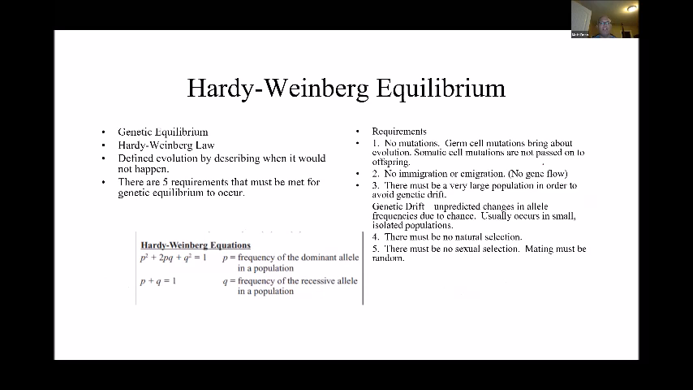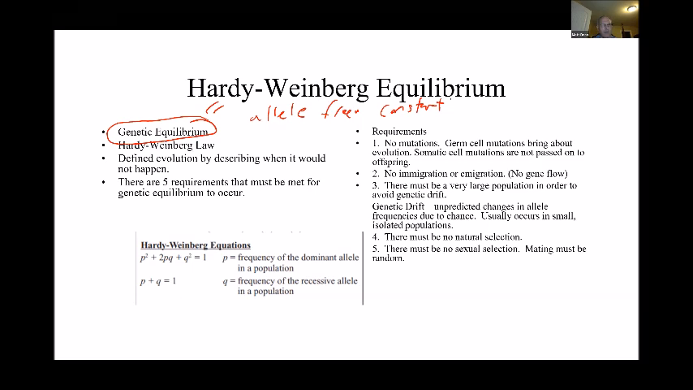All right, that being said, let's talk about Hardy-Weinberg equilibrium. So this is sometimes called genetic equilibrium. So we're going to use these two as synonyms. Hardy-Weinberg equilibrium is essentially a theoretical construct when evolution is not happening, which means allele frequencies are constant. Now, in the real world, that probably almost never happens because evolution is pretty much always happening.